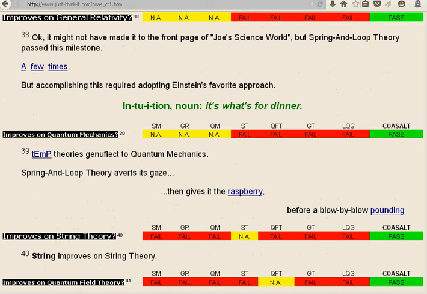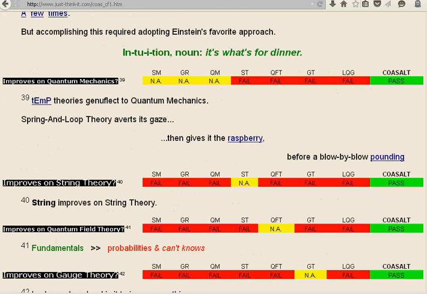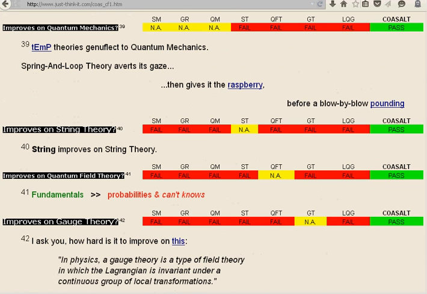Number 41. Does the theory improve on quantum field theory? Fundamentals are very much greater than probabilities and can't-knows. Number 42. Does the theory improve on gauge theory? I ask you, how hard is it to improve on this? Quote, in physics, a gauge theory is a type of field theory in which the Lagrangian is invariant under a continuous group of local transformations.